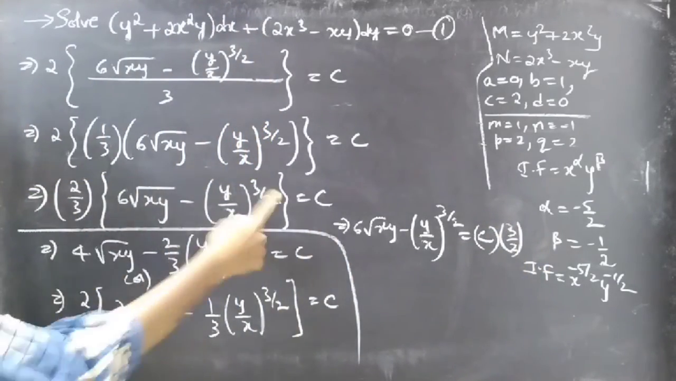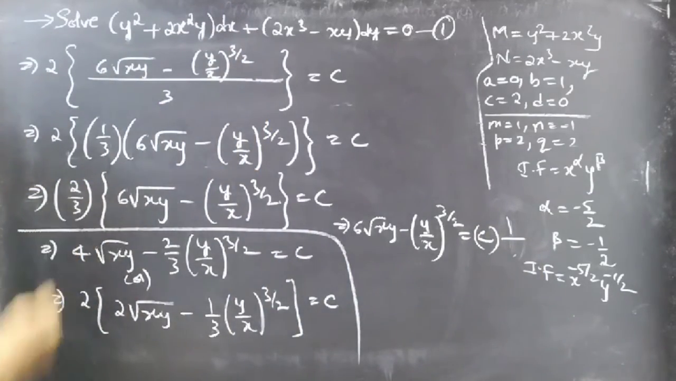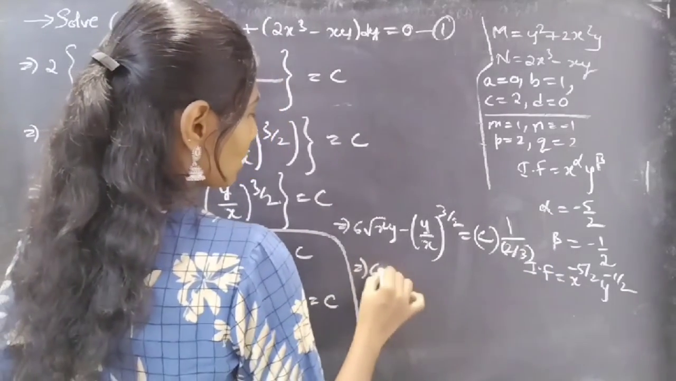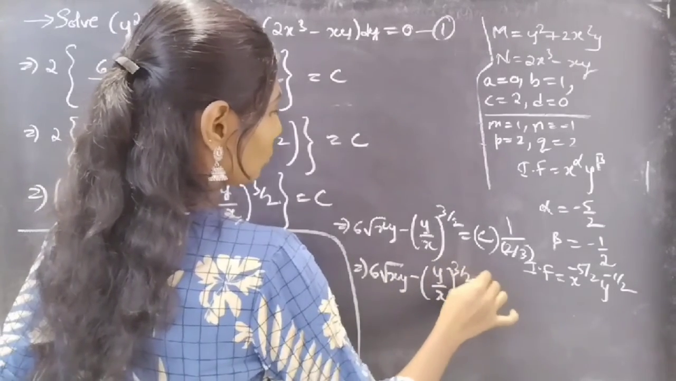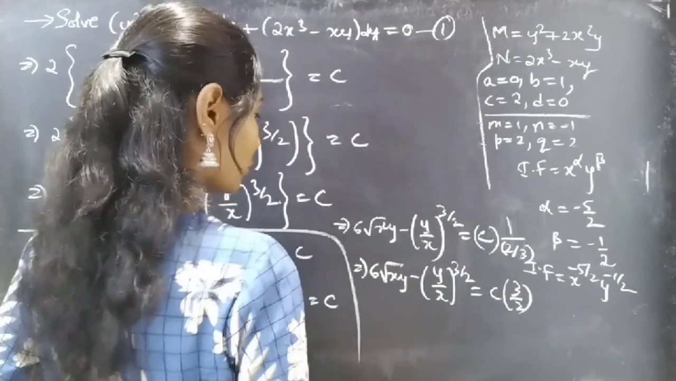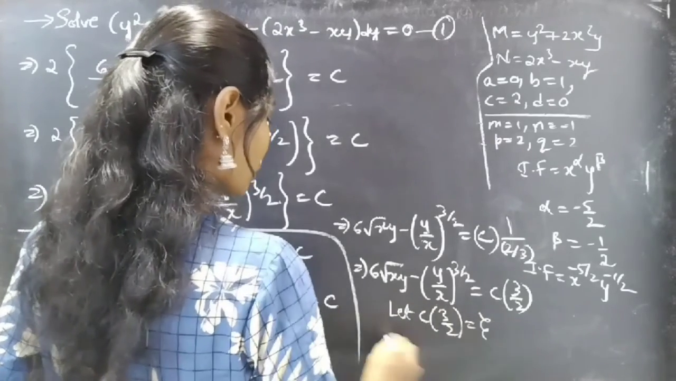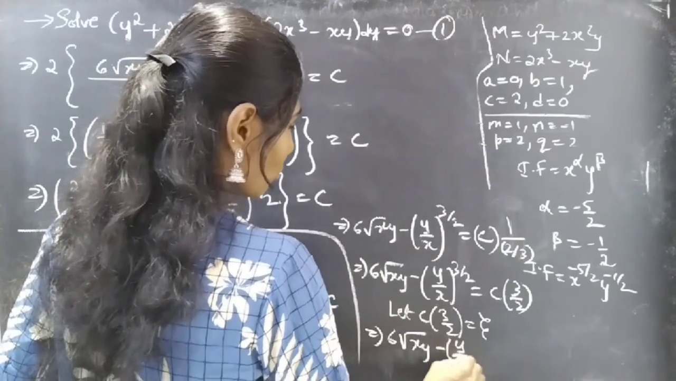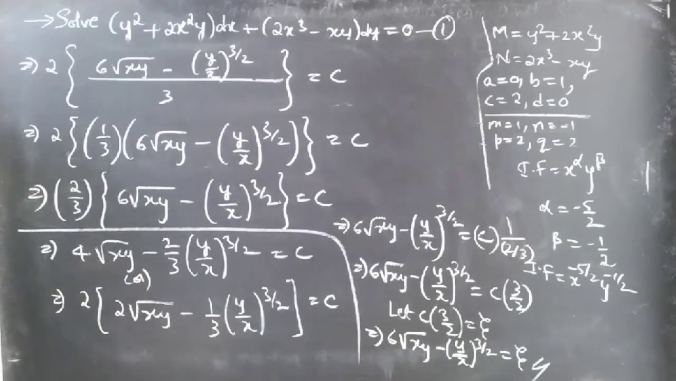Right? Or if you take this to RHS, you'll get 1 by 2 by 3, which gives us 6 into square root of xy minus y by x power 3 by 2 equal to c into 3 by 2. Let c into 3 by 2 be some c, which gives us 6 square root of xy minus y by x power 3 by 2 equal to c, which is the required solution.